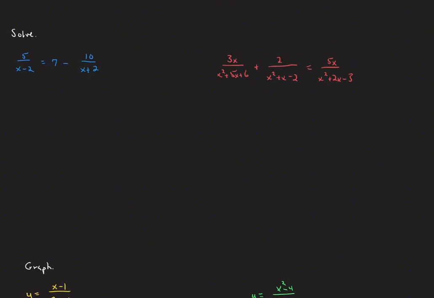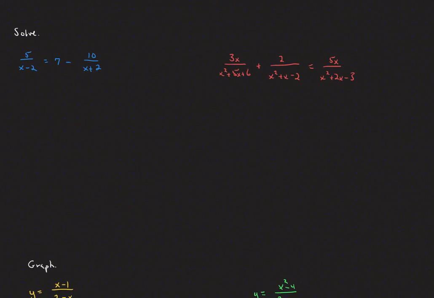Now let's see if we can solve an equation here. So we want to restrict our domain, and we see that x cannot be 2 or negative 2 because that would lead to dividing by 0, which is undefined. We are going to multiply by that least common denominator.